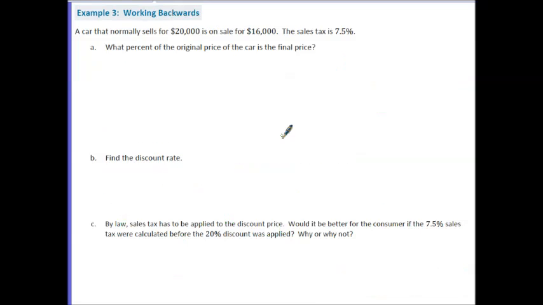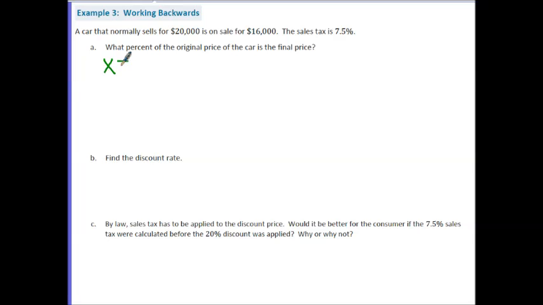Example 3, working backwards. A car that normally sells for $20,000 is on sale for $16,000. The sales tax is 7.5%. What percent of the original price of the car is the final price? Now, in order to know the final price of the car, I would need to calculate what the sales tax is, and a sales tax is always going to be a markup. We have to add on the sales tax to the sale price of the car.